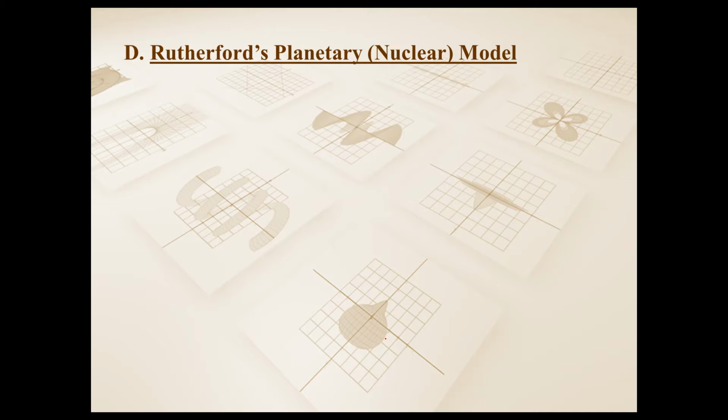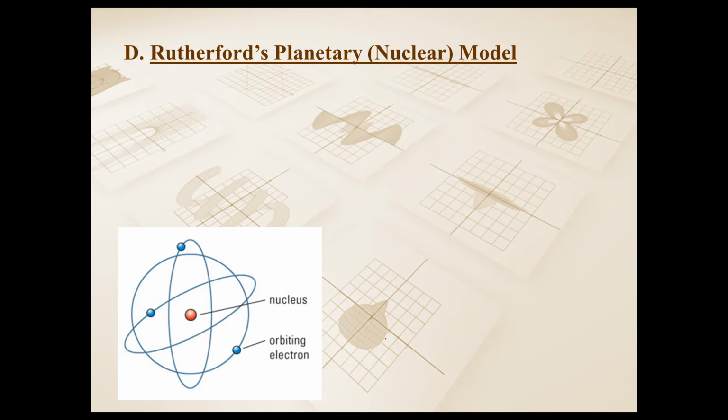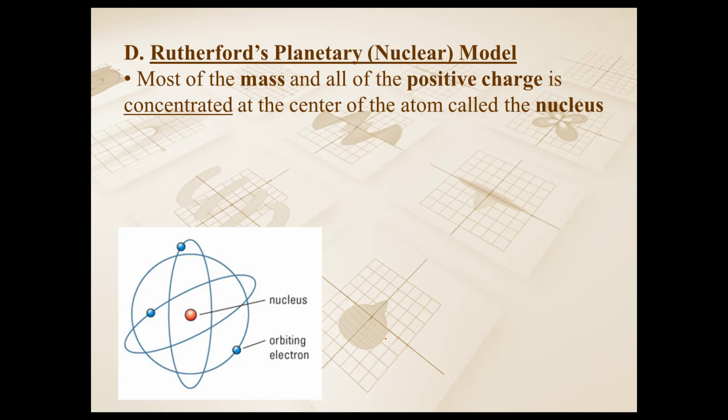The main issue with the Thomson model is that it assumes that the charge distribution is uniform. In Rutherford's planetary model, this is not the case. What we have is most of the mass and all of the positive charge is clumped together. And it's clumped together in the center of the atom that we call the nucleus. So instead of all the positive charges being evenly distributed, they're all jammed into this one small region. That's called the nucleus.